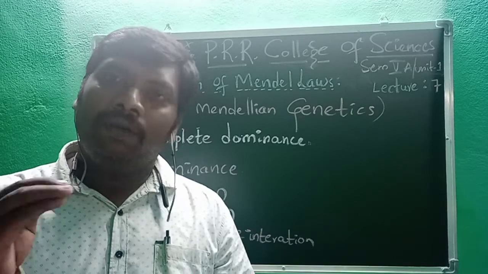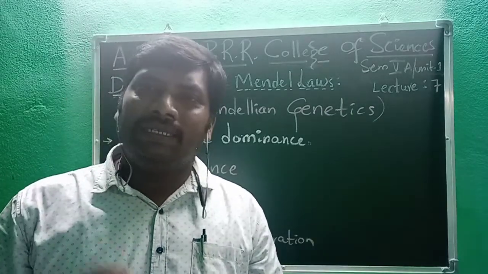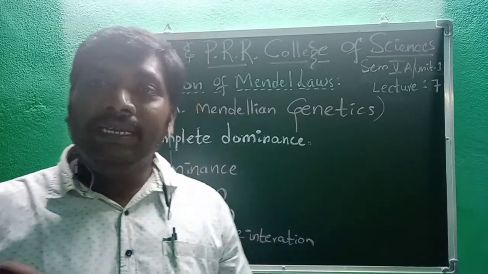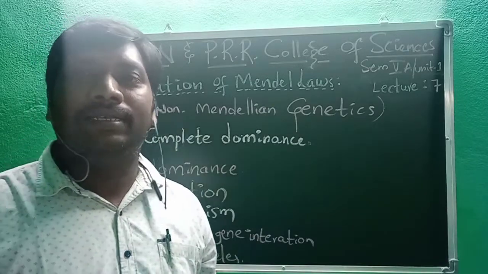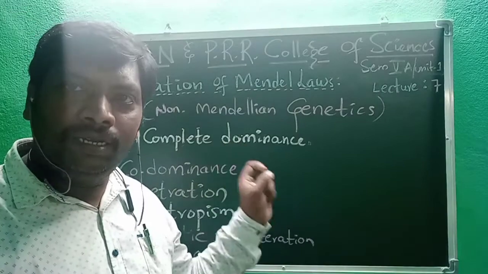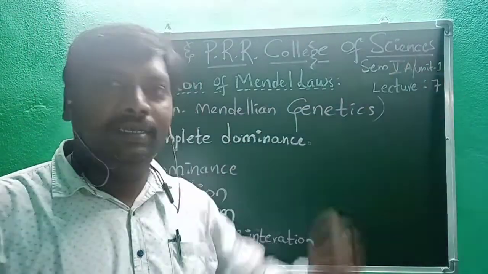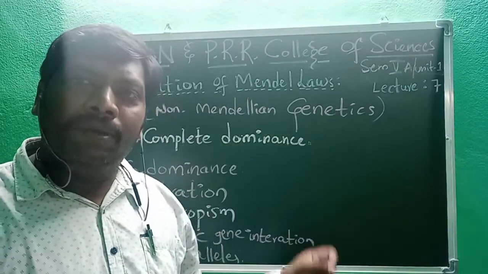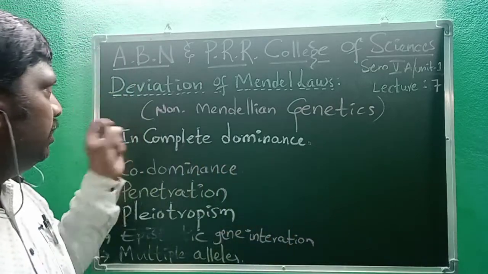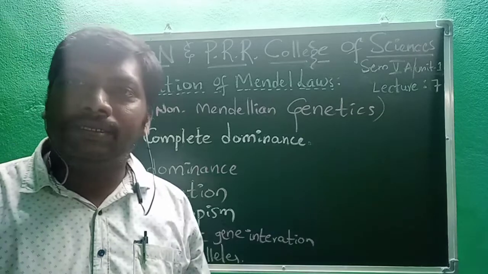Up to now, that is what we discussed in the last class. In this session, we discuss the deviation of Mendelian laws, in this lecture for semester 5A, unit 1, lecture 7. The paper is Genetics and Molecular Biology.